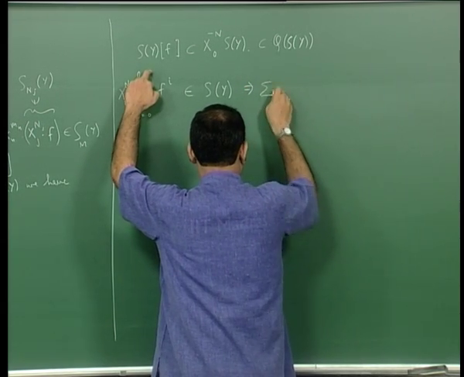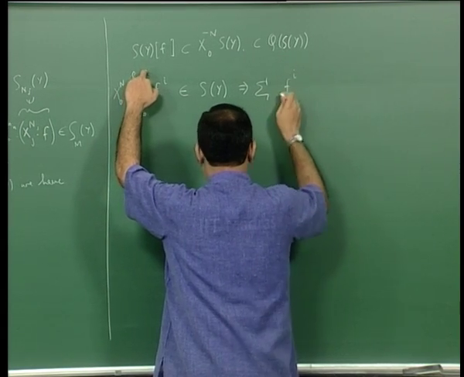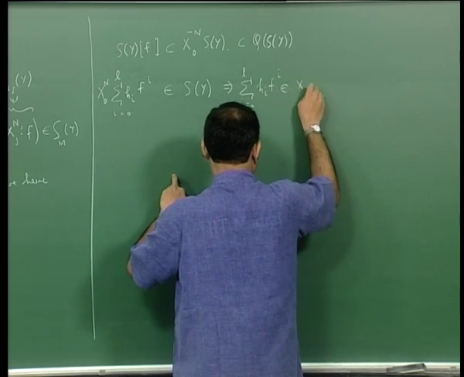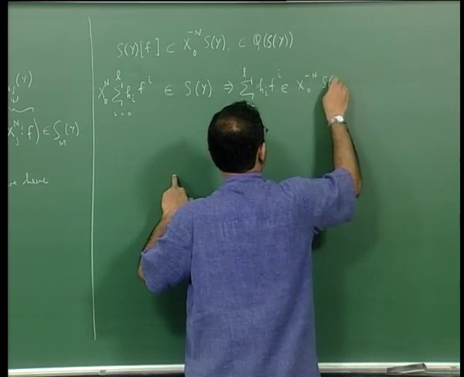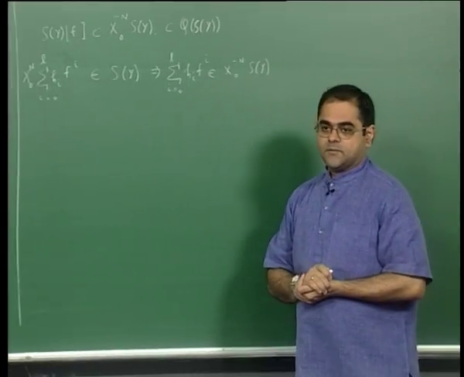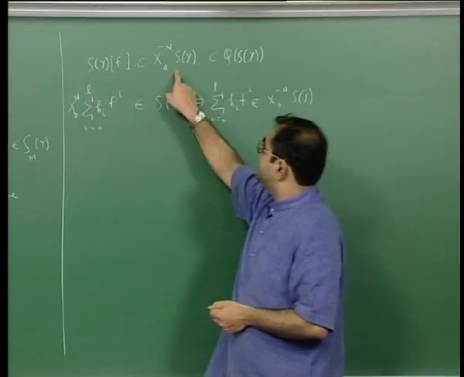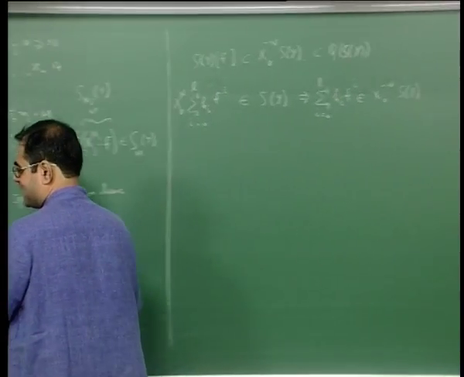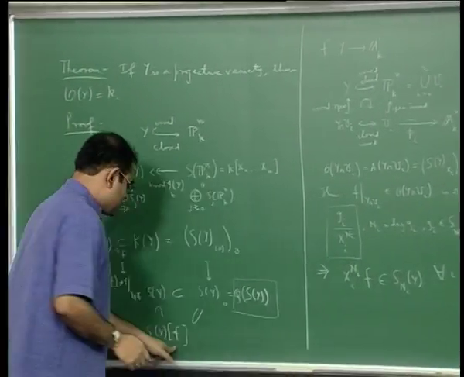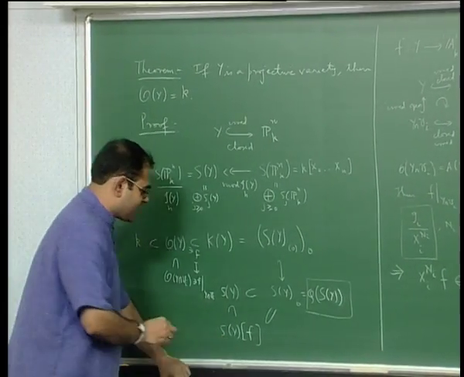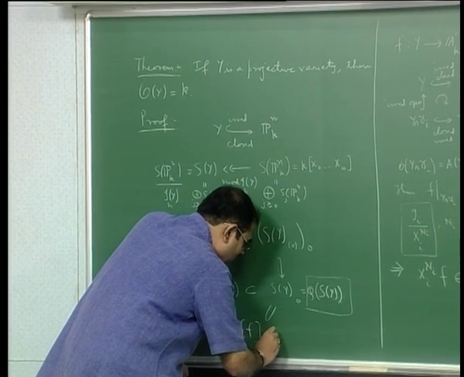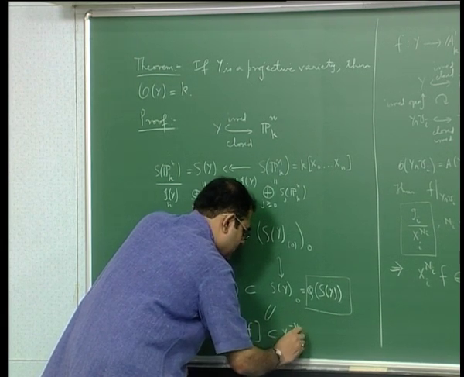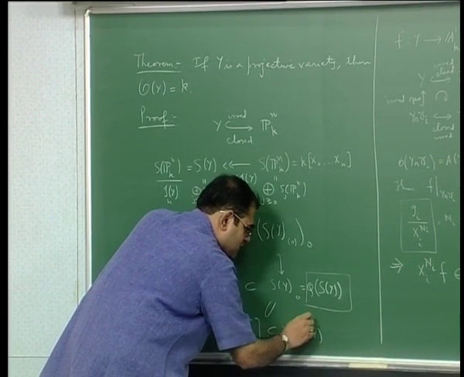It implies that any polynomial in f with coefficients in Sy belongs to x naught to the minus n Sy. Okay, so that is how you get this in here. Now the moral of the story is that this fellow here is actually contained in x naught to the minus n Sy, which is of course also contained here.